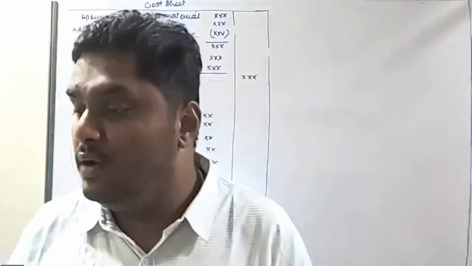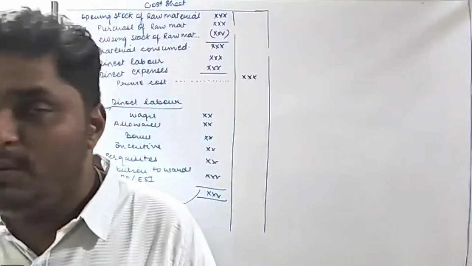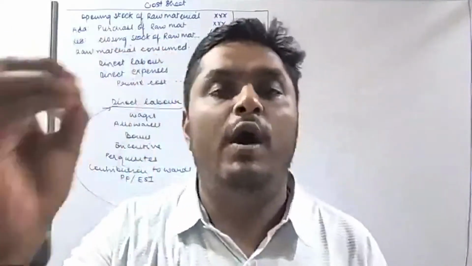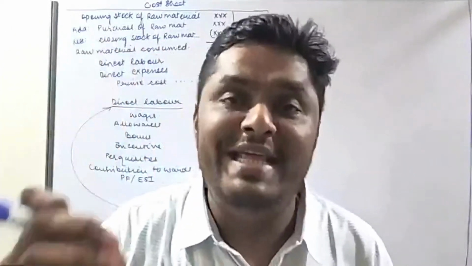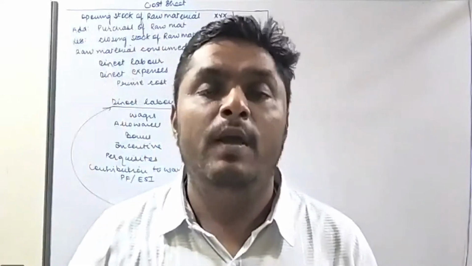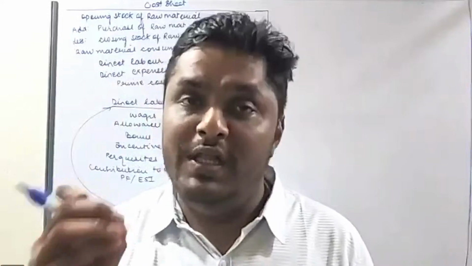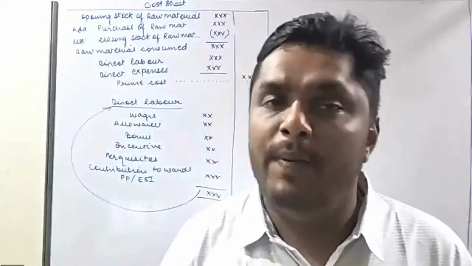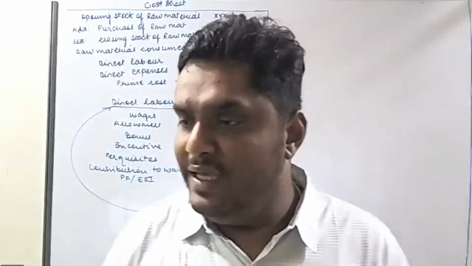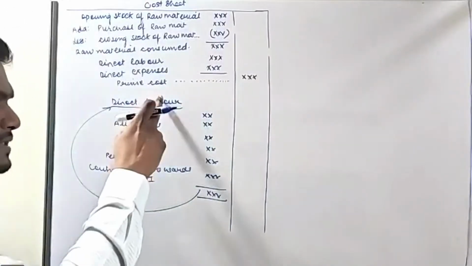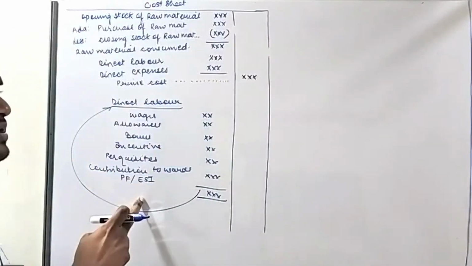If you guys have any doubts or queries, please post. So apart from the wages paid in cash, any sort of allowances, bonus, or any facilities or benefits provided by the company to their employees, which we call perquisites, all will form part of direct labor cost. Further, I request you guys to please copy this explanation.